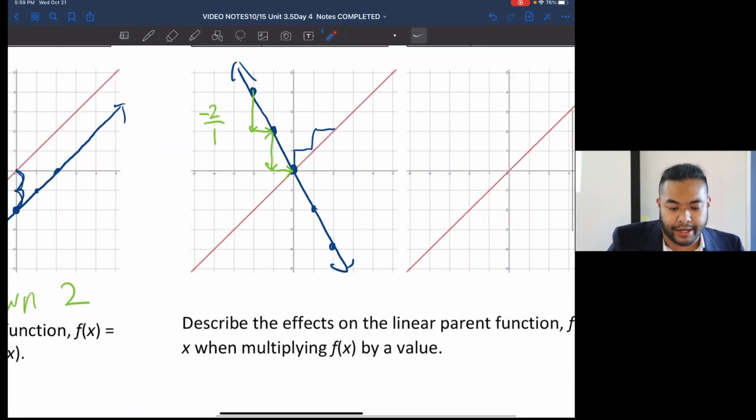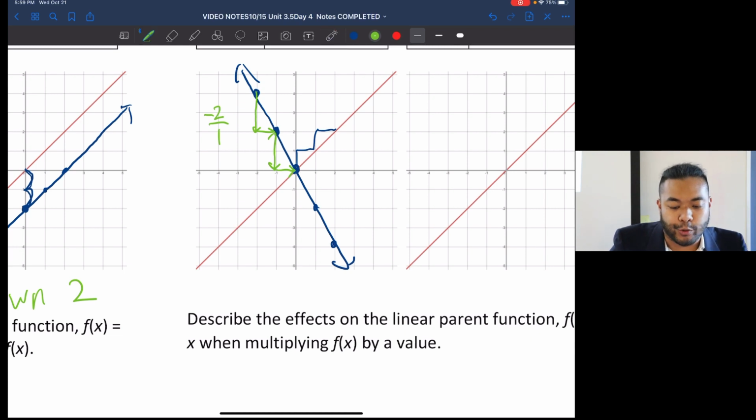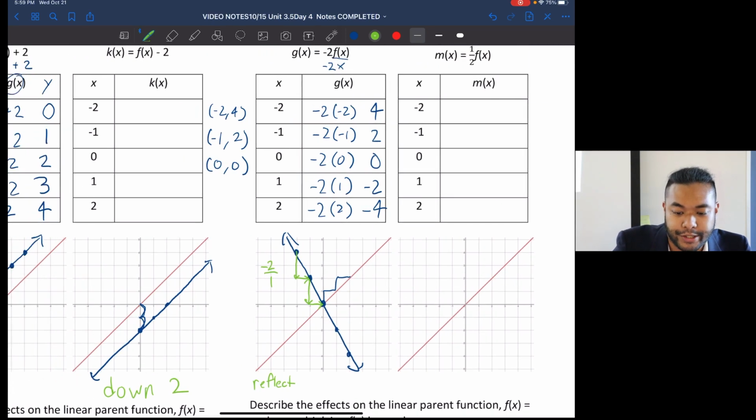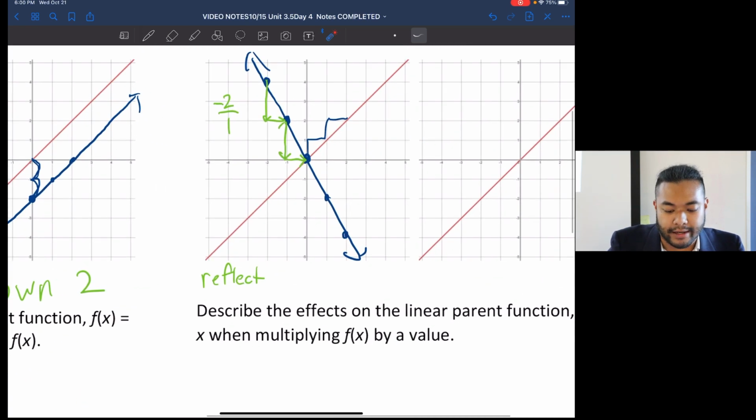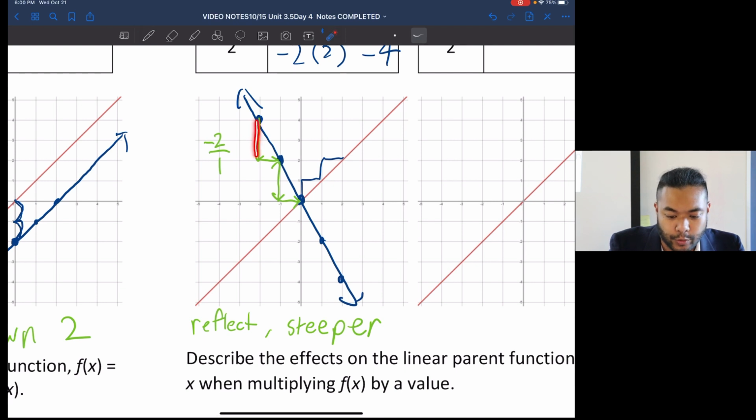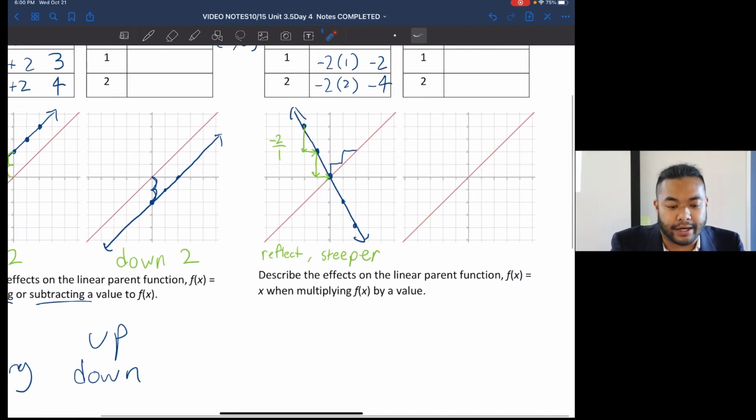So the two things that happened here is I transformed it by reflecting it across the x-axis, and because I multiplied it by 2, a number bigger than 1, I could consider that a steeper slope. That makes sense because down 2 over 1 makes this line slightly steeper than up 1 over 1. It's a little more of an incline. So two things happen here.